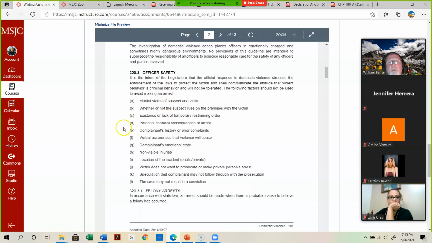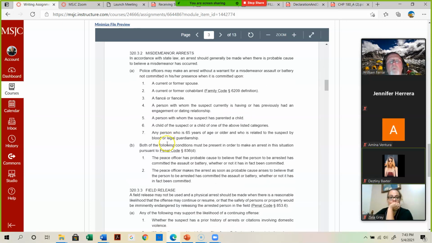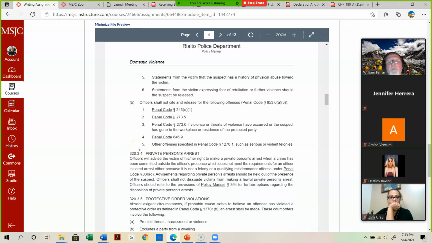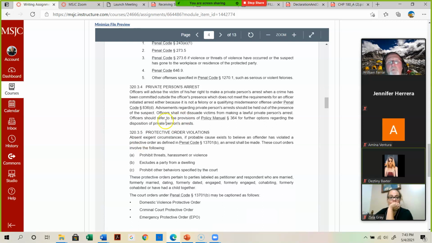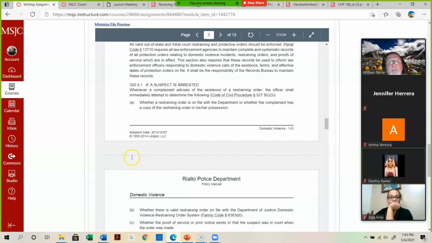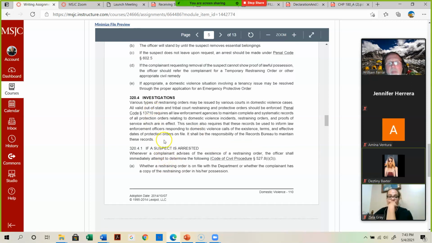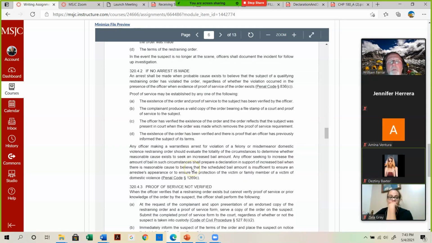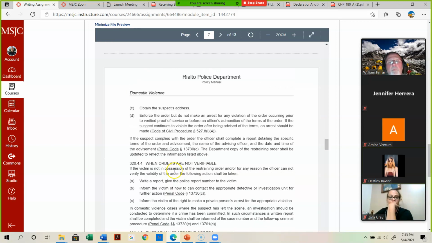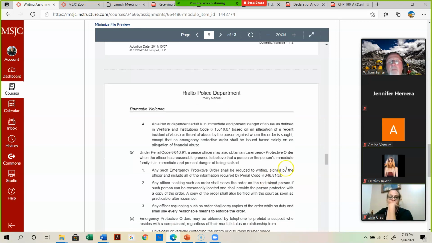Here's our policy. It talks about officer safety, of course, misdemeanors. Can you release someone in the field? It goes all the way through private person arrest, protective order, the investigations, what happens if someone's arrested. So you can see how long this policy is. If no arrest is made, there's just a lot of stuff in here.